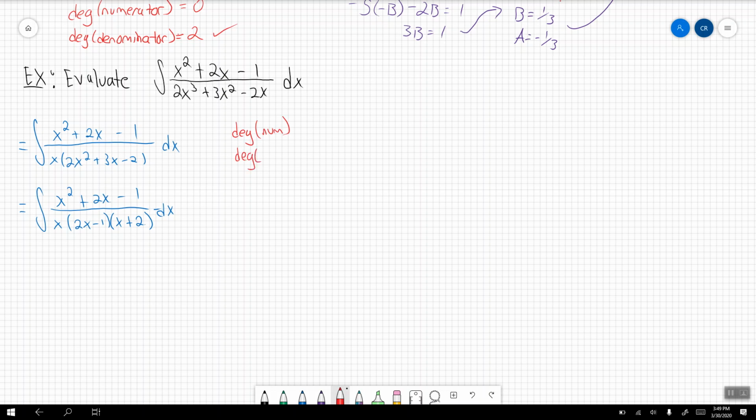Now, we're going to really quickly make sure that the degree of the numerator and the degree of the denominator are being compared. That way we know what to proceed by. The degree of the numerator, as we can see here, is 2. For the denominator, we have x, 2x, and x, but by the multiplication property, we're going to have 3, which means the degree of the denominator is greater than the degree of the numerator, so we can proceed with partial fraction decomposition. So partial fraction decomposition, here we go.